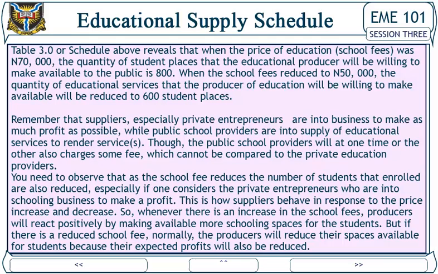You need to observe that as the school fee reduces, the number of students enrolled also reduces, especially if one considers the private entrepreneurs who are into the schooling business to make a profit. This is how suppliers behave in response to price increases and decreases. Whenever there is an increase in school fees, producers will react positively by making more schooling spaces available for students. But if there is a reduced school fee, producers will normally reduce the spaces available for students because their expected profit will also be reduced.